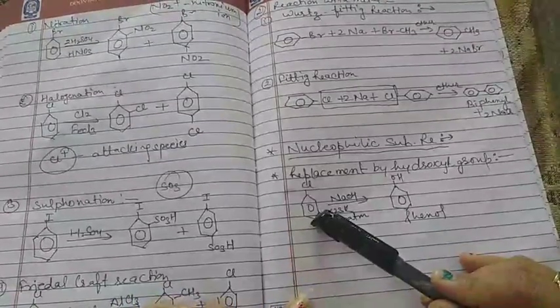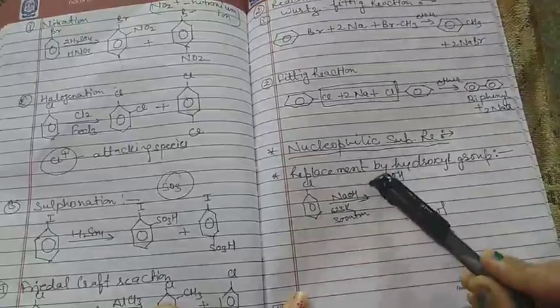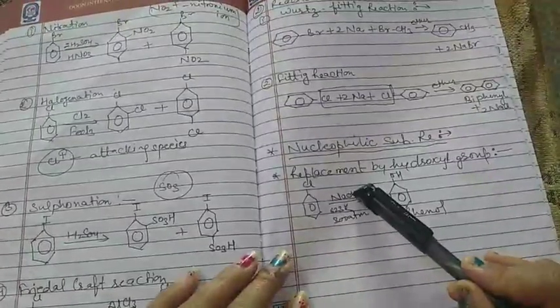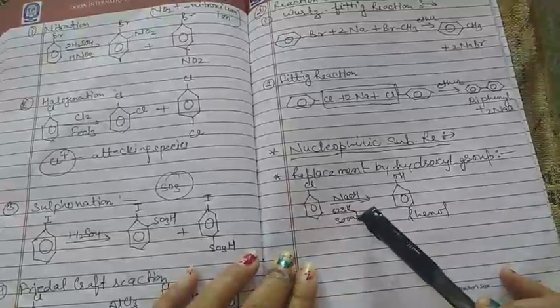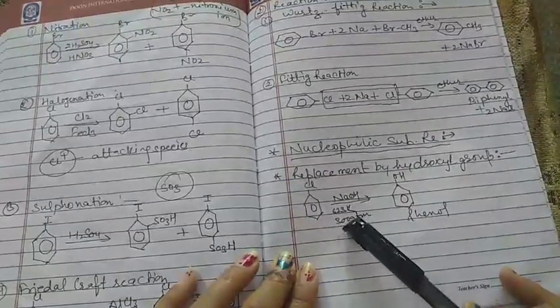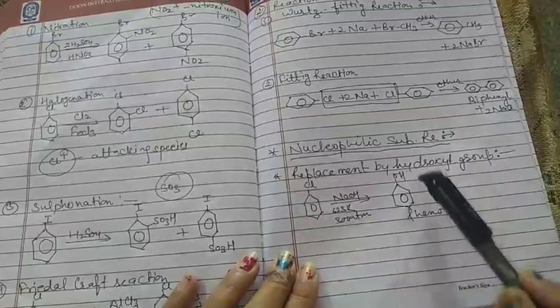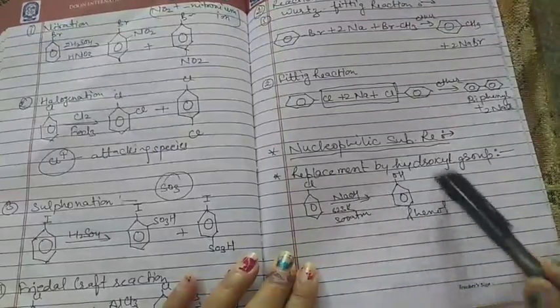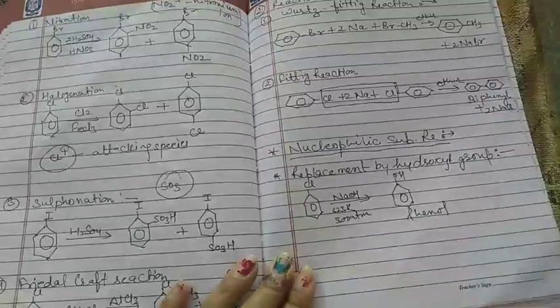So when chlorobenzene is heated in the presence of aqueous sodium hydroxide solution at a temperature of 623 Kelvin and 300 atmosphere pressure, we get phenol. So this is the replacement by the hydroxyl group.